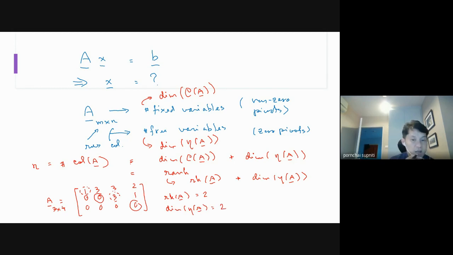So this is how we try to associate different concepts together. If you understand this type of concept and vocabulary, you will not get so confused when you look at a more complex explanation.